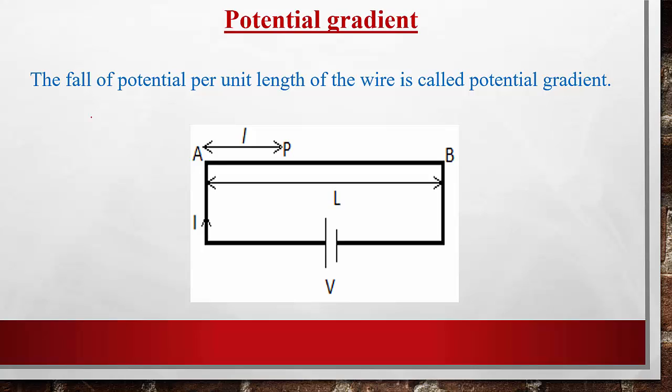Then the next term is potential gradient. Potential gradient means the fall of potential per unit length of the wire. That means for a 1 meter wire, let us consider here from A to B there is a 1 meter wire. This is unit length. For a 1 meter wire, how much potential drop takes place? This is called potential gradient. What is potential gradient? The fall of potential per unit length of the wire is called potential gradient.